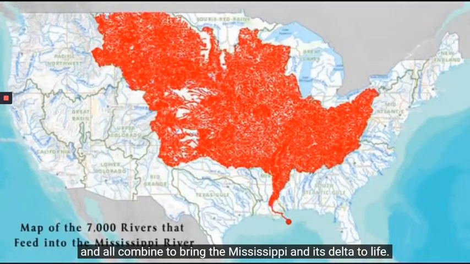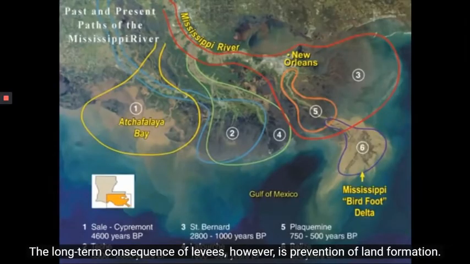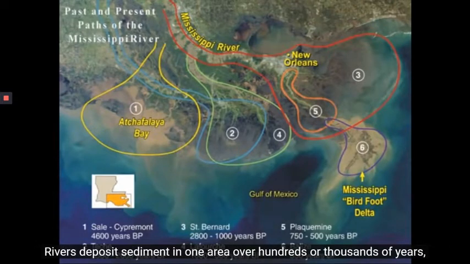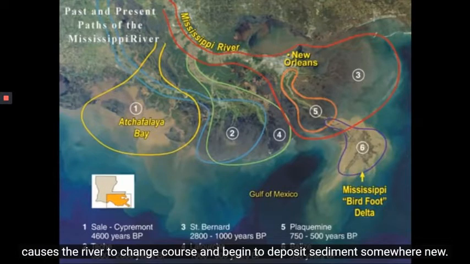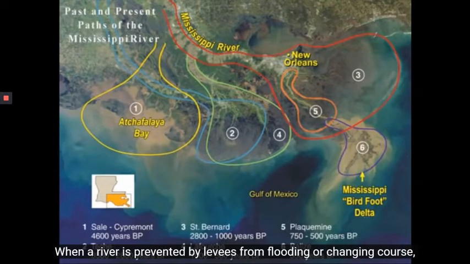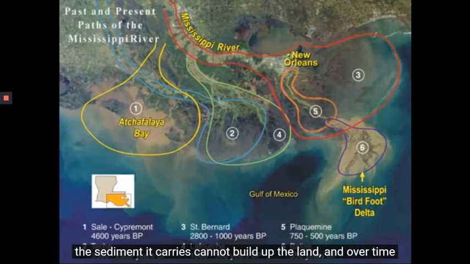The long-term consequence of levees, however, is prevention of land formation. Rivers deposit sediment in one area over hundreds or thousands of years, until the accumulation is so great that the new topography of the land causes the river to change course and begin to deposit sediment somewhere new. When a river is prevented by levees from flooding or changing course, the sediment it carries cannot build up the land, and over time erosion begins to wear away the already existing earth.